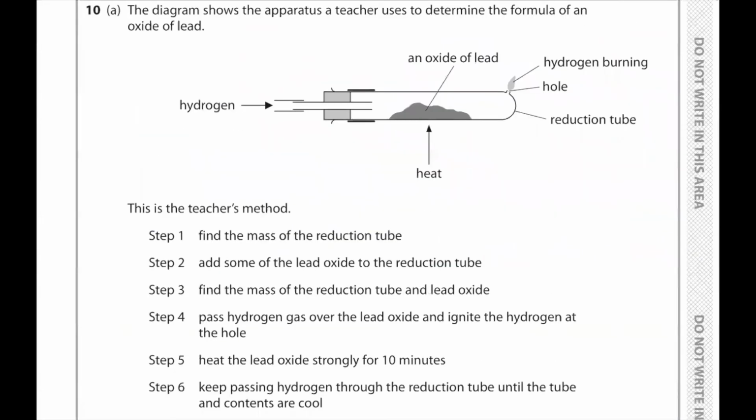Question number 10. The diagram shows the apparatus a teacher uses to determine the formula of an oxide of lead. Hydrogen is passed over an oxide of lead placed here, which is being heated, and hydrogen gas is burning out of the hole. This is a reduction tube. This is the teacher's method.